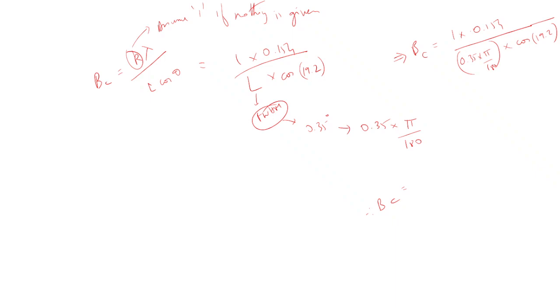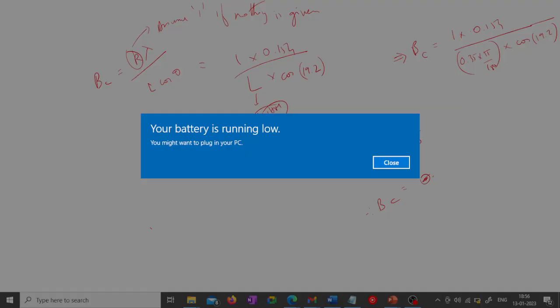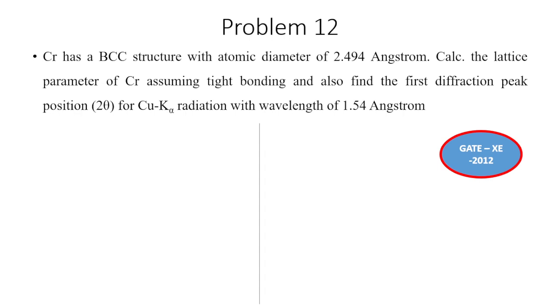0.154 by 0.35 into pi by 180 into cos 19.2. Since time is running out, I'll tell you. Oh god, I'm having low battery. Meanwhile try to finish. The answer I think will come around 26 nanometers if I'm correct. Maybe you guys can try this out afterwards. Time is running out, we have to go. We just have two more problems.